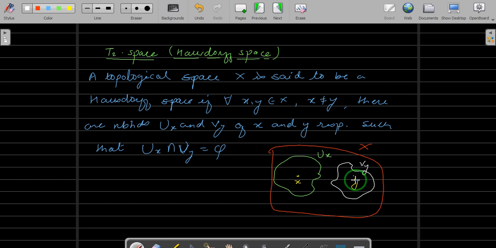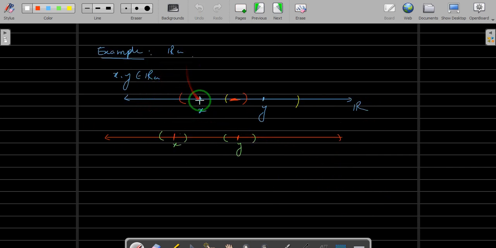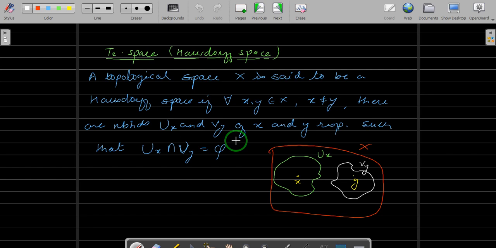Okay, now we can see, if you take a T2 space, does that imply it's a T1 space? And if you take a T1 space, does that imply it is a T2 space? In our example, R with the usual topology is a T1 space as well as a T2 space, right? It's a Hausdorff space. So the natural question here is, what is the relation between T1 and T2, these two spaces? Is T2 a subset of T1? That means if you have a topological space which is T2, does that imply it is T1? And secondly, if you have a topological space which is T1, does that imply it is a T2 space?